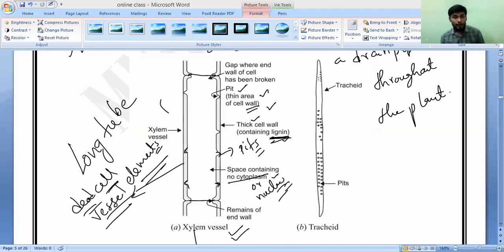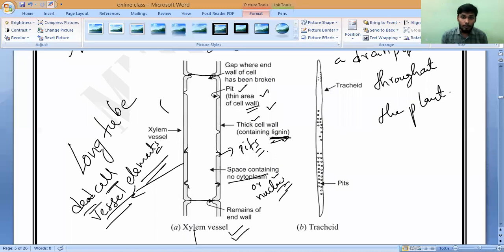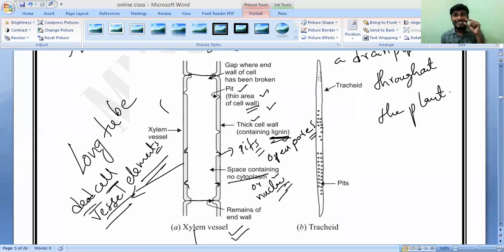What should we call them? Pits are not open pores. Do you not remember? What is the meaning of pore? Pore means hole, correct or not? They are not open pores. So these pits are the thin areas of the cell wall where no lignin has been deposited.